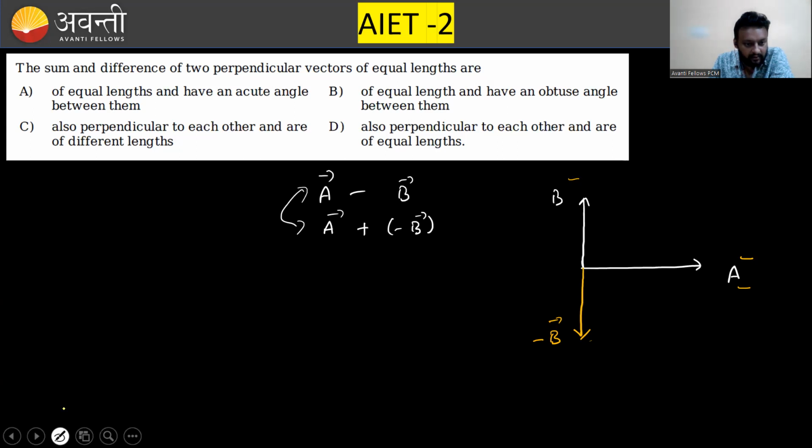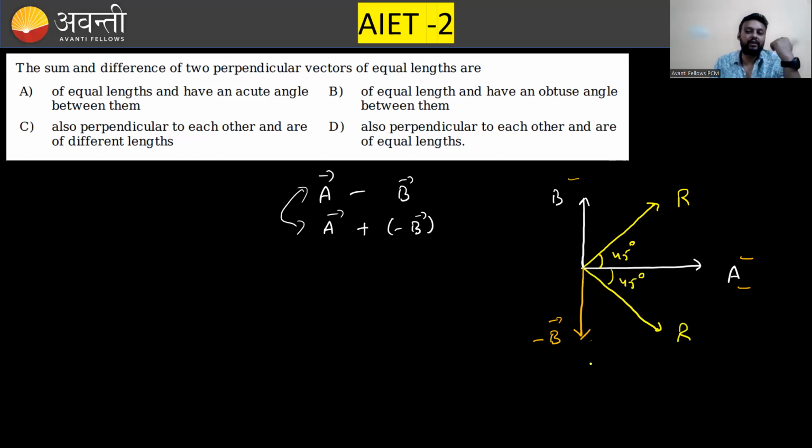So now I am saying whenever you add two equal vectors, their resultant will bisect the angle between them. So this is the resultant and it will bisect, that means this angle will be 45. Similarly, if you add this A and B vector, the resultant will again bisect the angle between them. So this angle is again going to be 45.